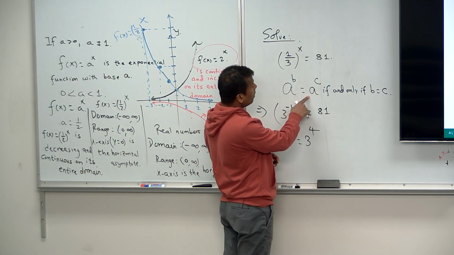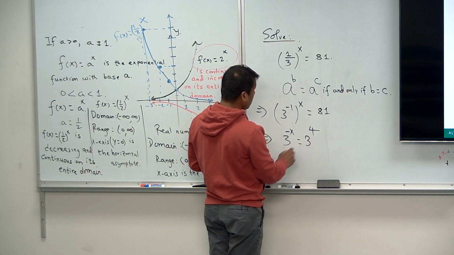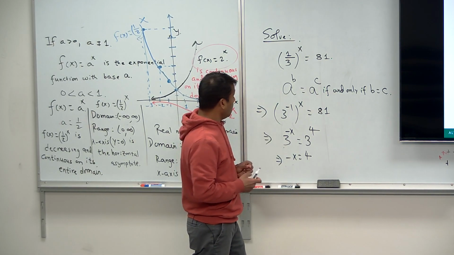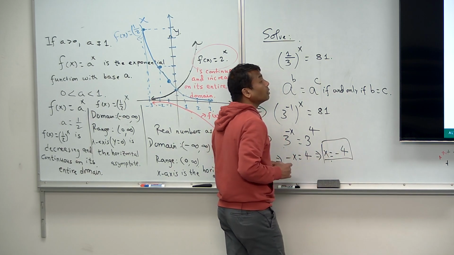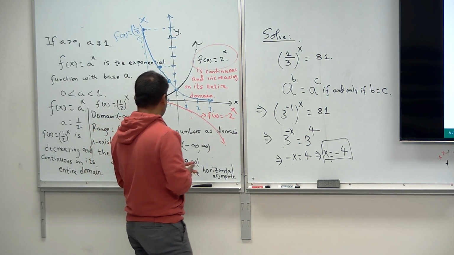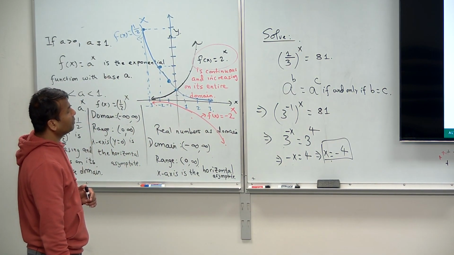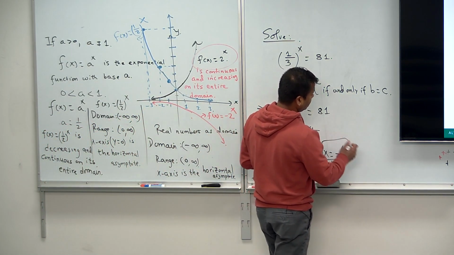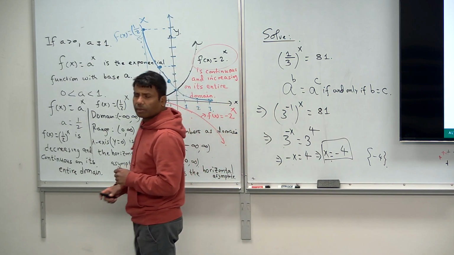If a^b equals a^c, then you can write b equals c. So if 3 to the power negative x equals 3 to the power 4, then you can write negative x equals 4. And which is the same as x equals what? Negative 4. So this is the value of x. Did you get it? Okay. So the solution set of this equation is what? Negative 4, right? Negative 4.